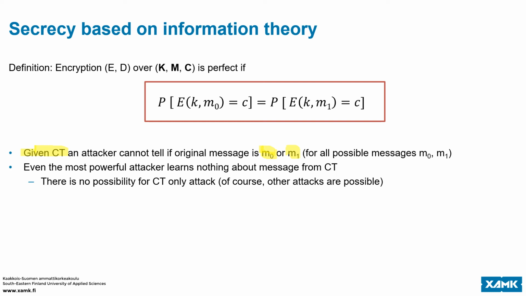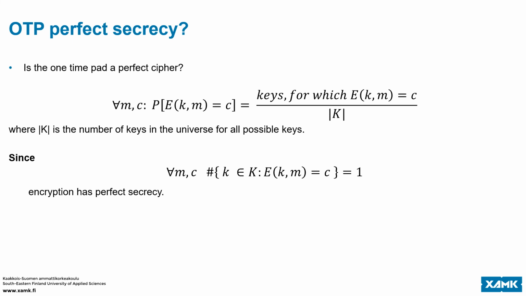This actually only means that there is no possibility for a ciphertext-only attack. Of course, other attacks are possible, but this is the foundational rule for secrecy, perfect secrecy based on information theory. Next, let's evaluate if the one-time pad is actually a perfect cipher.